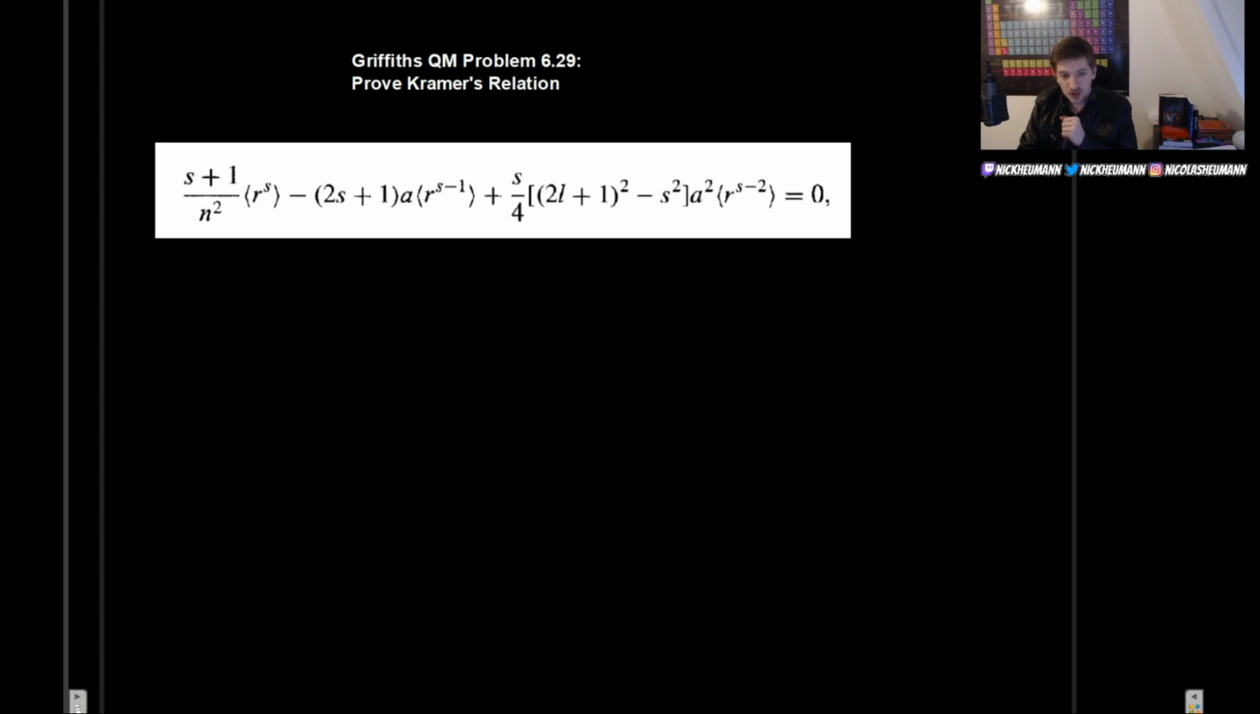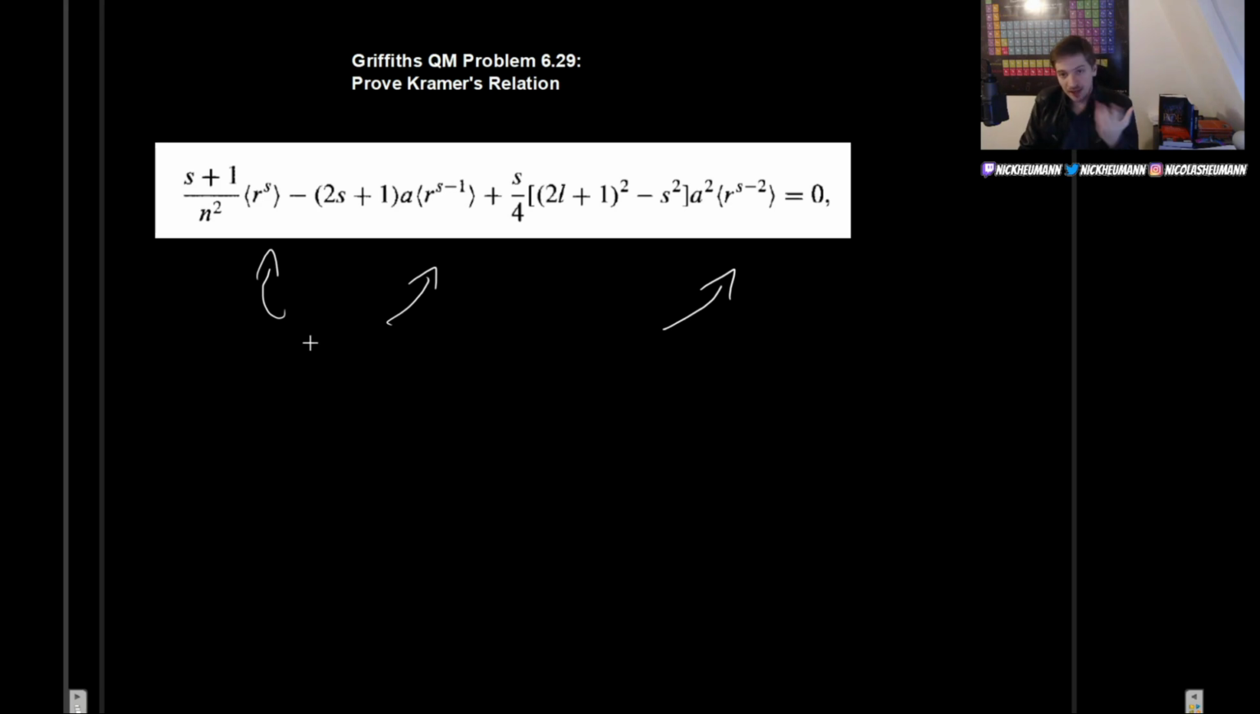And this relation relates the different powers of the expectation value of r for the hydrogen atom. So for example, here we have r to the s, r to the s minus 1, and r to the s minus 2. And why is this useful?